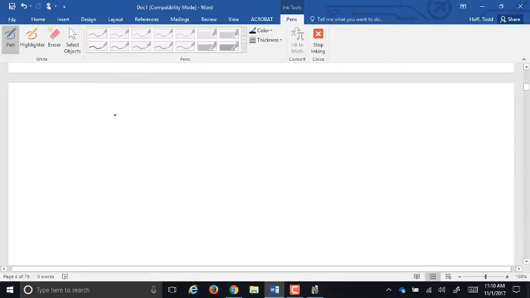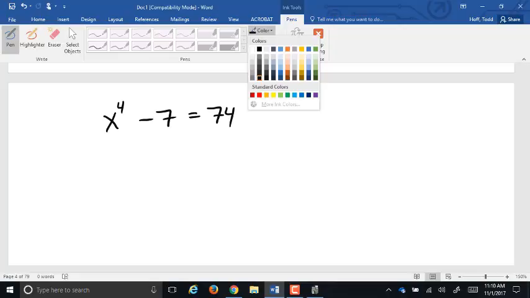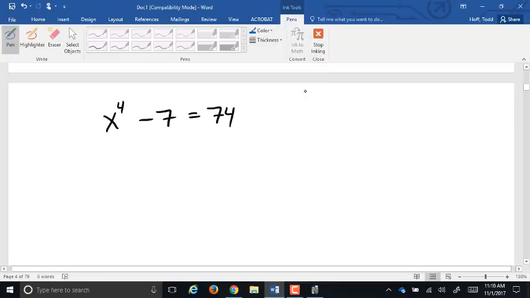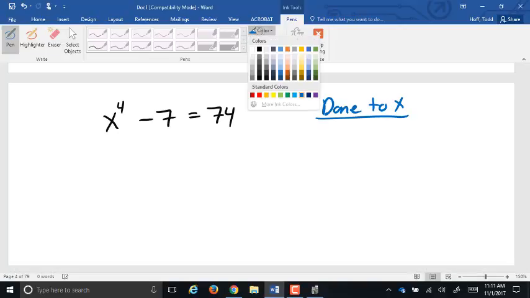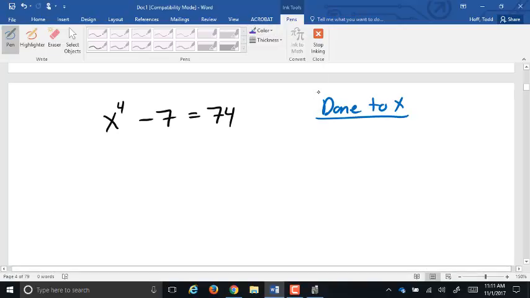We might have x to the 4th minus 7 equals 74. So if I look at how this was built, what was done to x to build this equation? The power of 4, yep. And then 7 was subtracted from it.